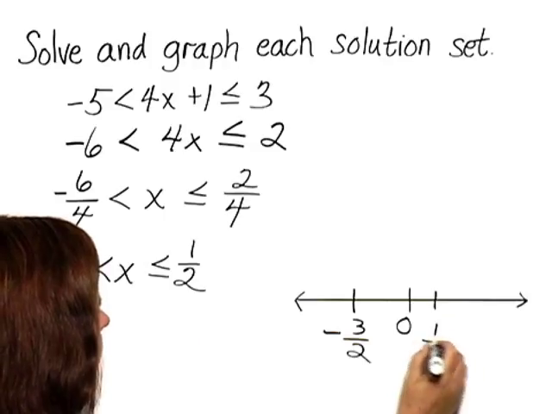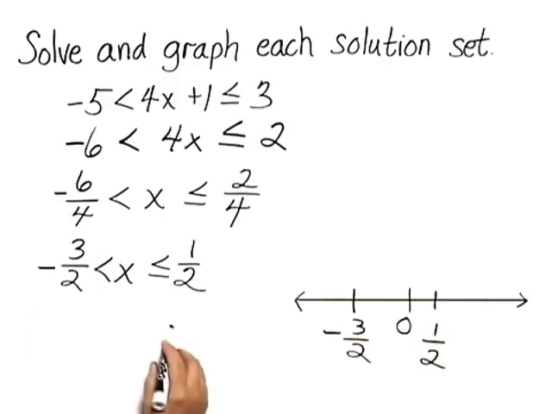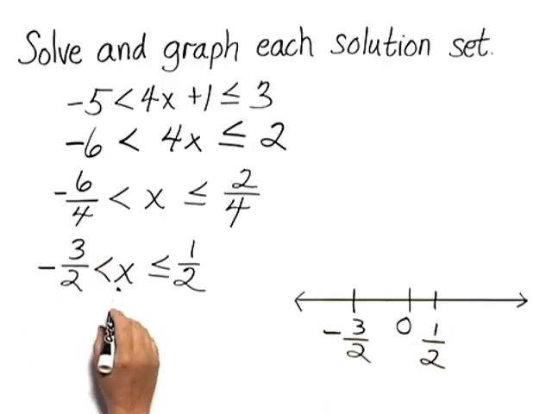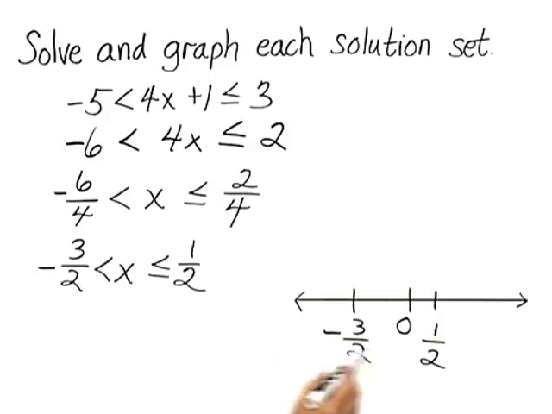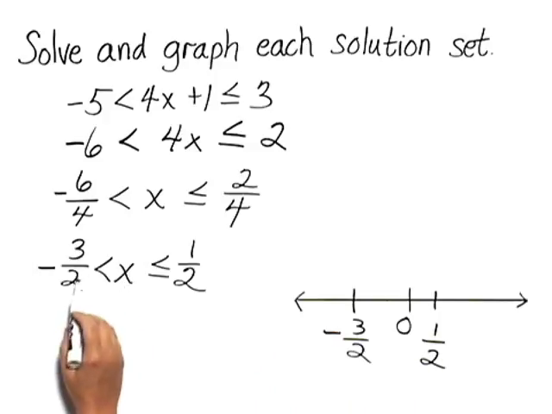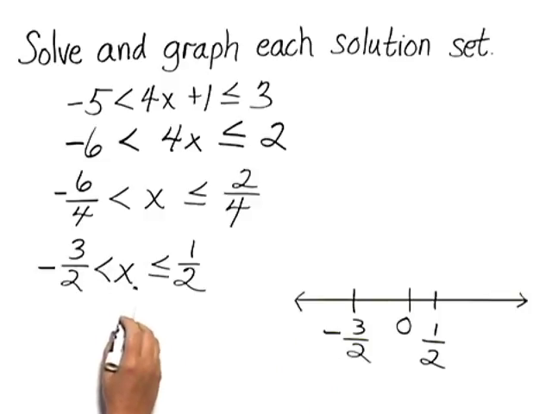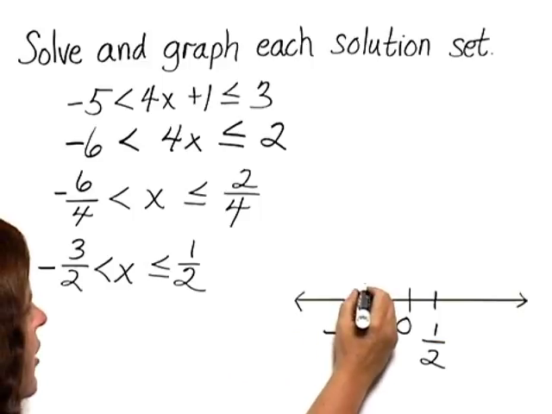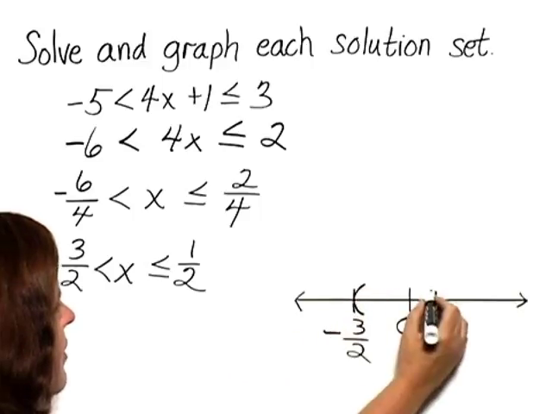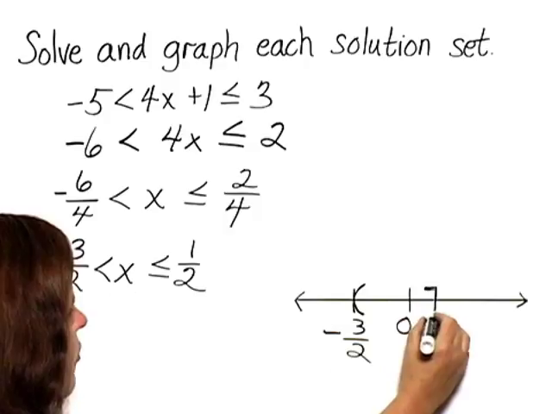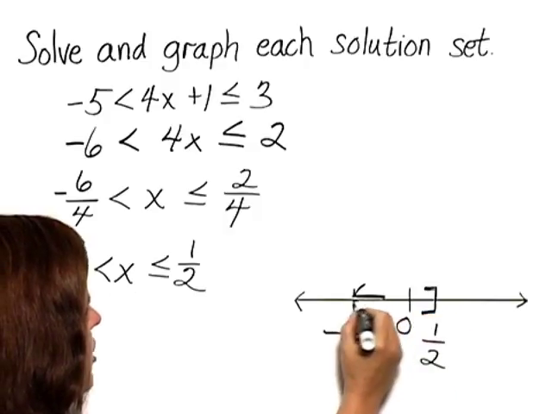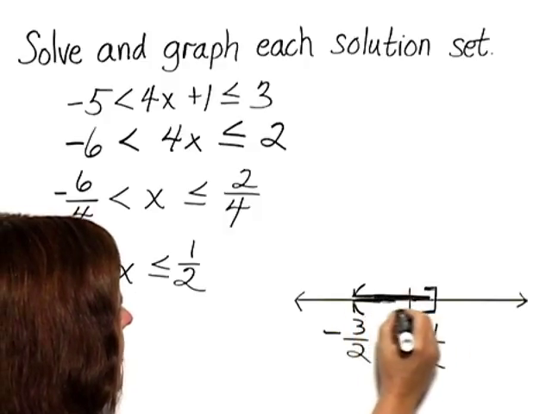1 for 1/2, and then shading in the numbers between these two numbers, not including -3/2 because the symbol is less than, but including 1/2 because the symbol is less than or equal to. So I use a parenthesis here, a bracket at the 1/2, and I shade in the numbers between them.